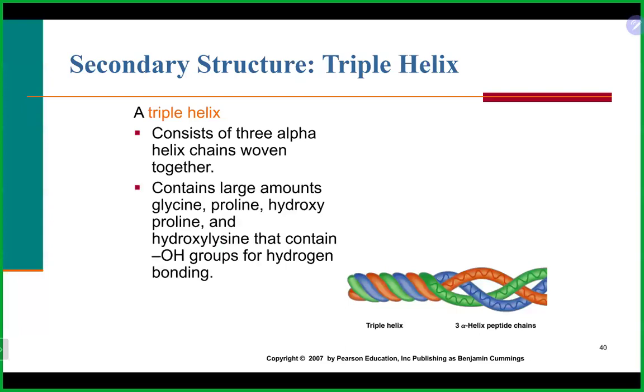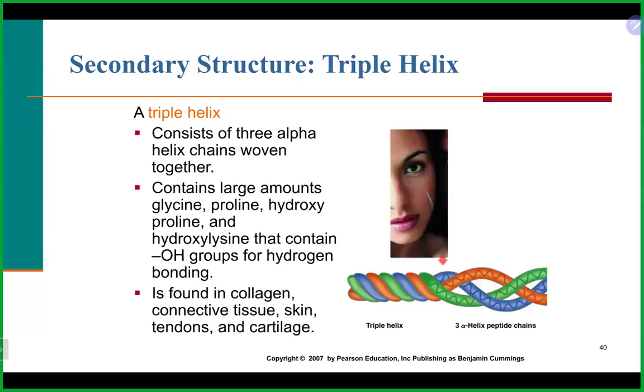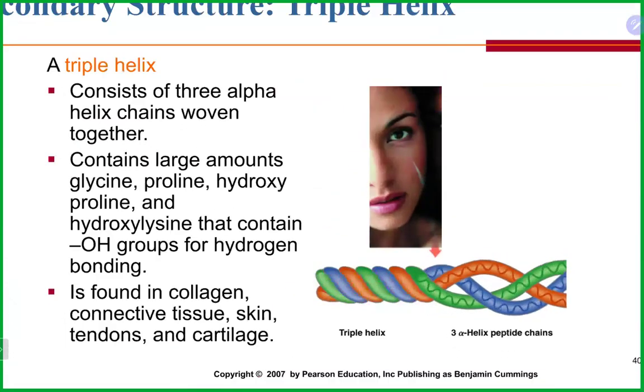A third type of secondary structure is known as a triple helix. A triple helix consists of three alpha helices that are woven together. It contains large amounts of glycine and proline, which means there are a lot of OH groups available to hydrogen bond with each other. This is what is found in collagen and connective tissue in your skin and cartilage. So this is basically three alpha helices coming together and hydrogen bonding in this triple helix form.